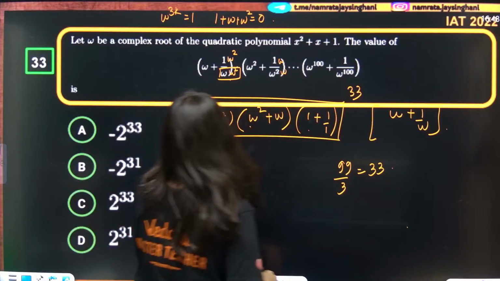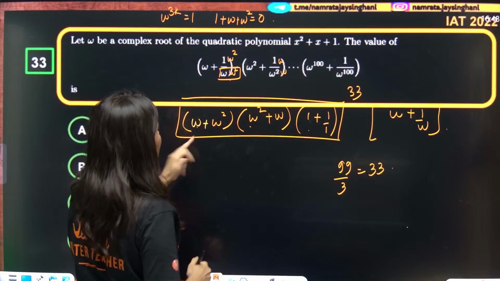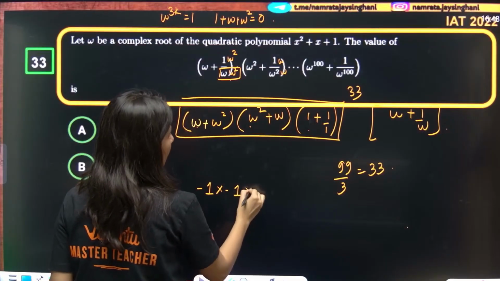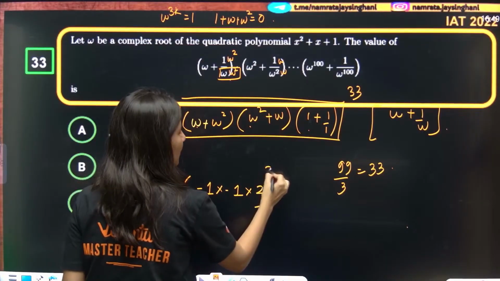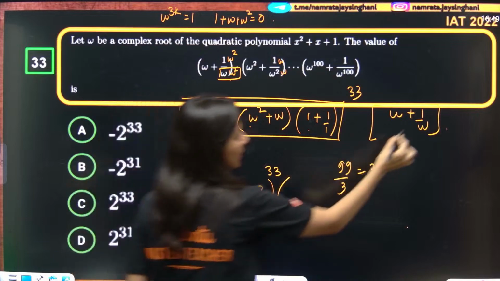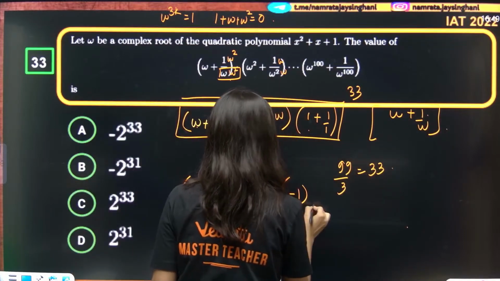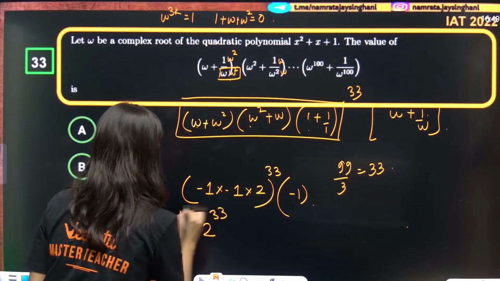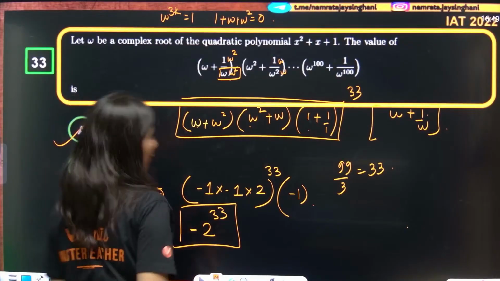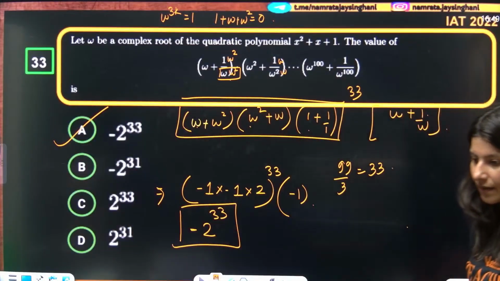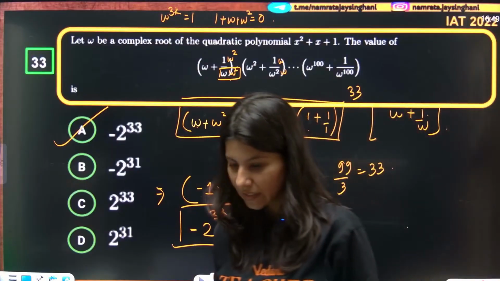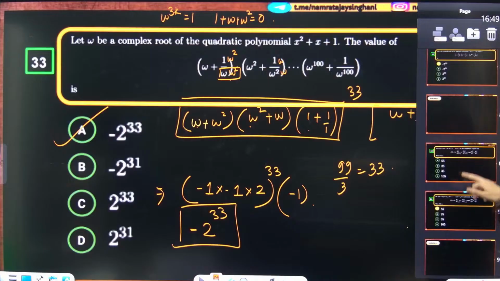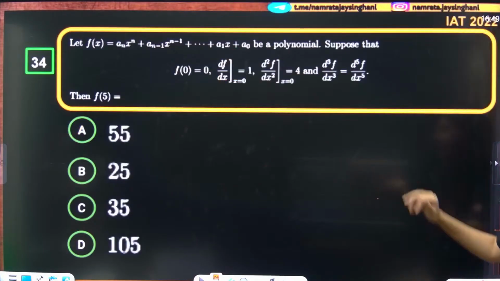And now omega plus omega square is nothing but minus 1. Omega plus omega square is minus 1. And this is your 2 raised to power 33. Now what about this? Again omega square, so this is minus 1. So finally you are going to get 2 raised to power 33 into negative. 2 raised to power 33, option A, into negative. Yes? Clear? Everybody? Gotcha? The next question on your screen is this.